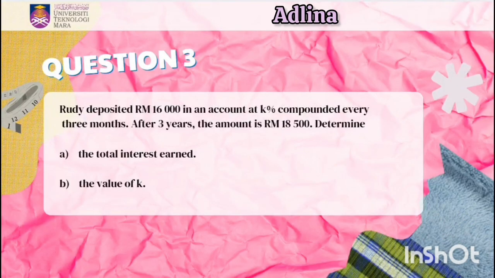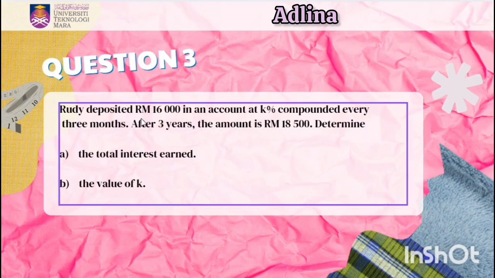Rudy deposited 16,000 ringgit in an account, k% compounded every 3 months. After 3 years, the amount is 18,500 ringgit. Determine A, the total interest earned, B, the value of k. So you can see deposited 16,000 ringgit, which means the principal P. k%, which means the interest rate, compounded every 3 months, which means m is 4. After 3 years is the t, which is time. The amount is 18,500 ringgit. Amount is the S.